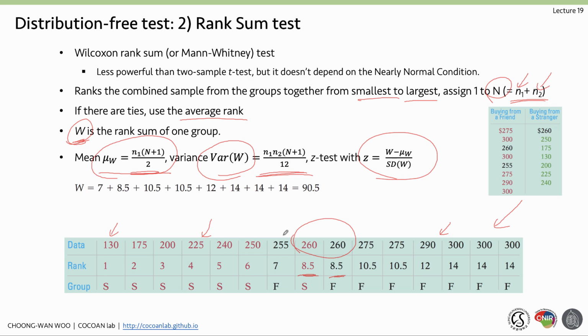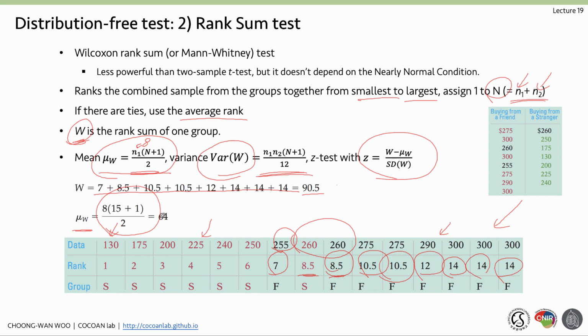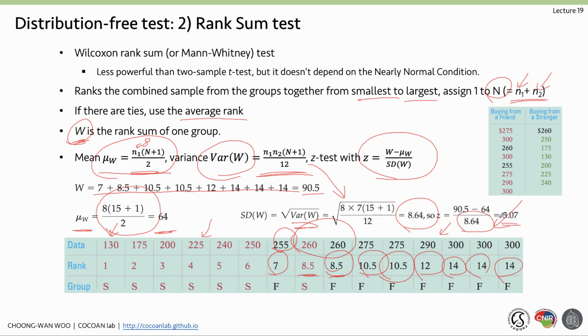So W is the sum of the ranks. For the black, basically, 7 and 8.5 and 10.5, 10.5, 12, 14, 14, 14. The sum of all of that is 90.5. And mu W is going to be, because N1 is 8, this is the mean, and the variance will be this, using this equation. And then Z is W minus mu W divided by the standard deviation, and that is 3.7. From that we can calculate the p-value.